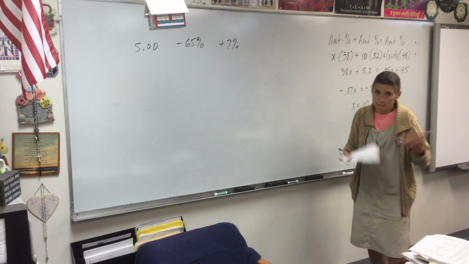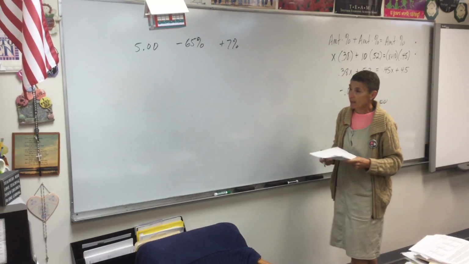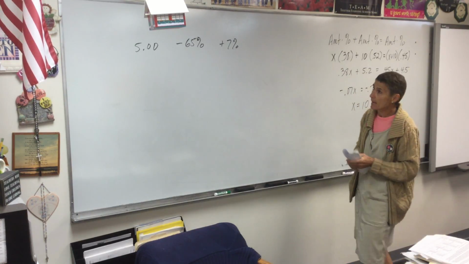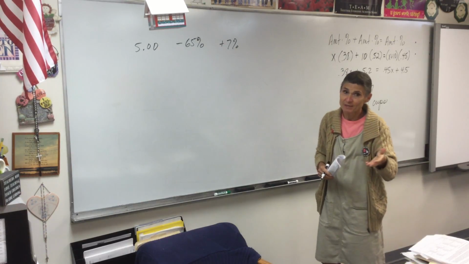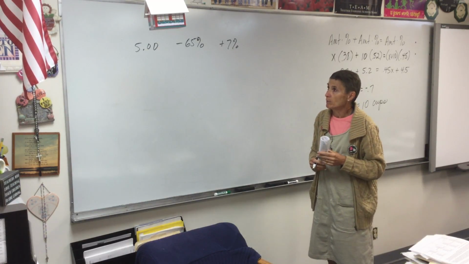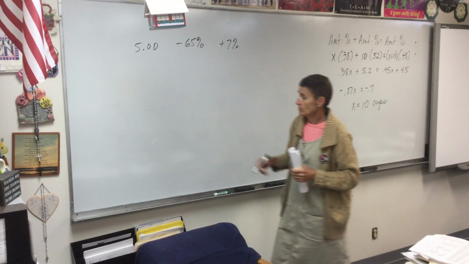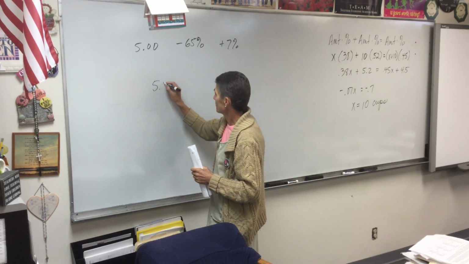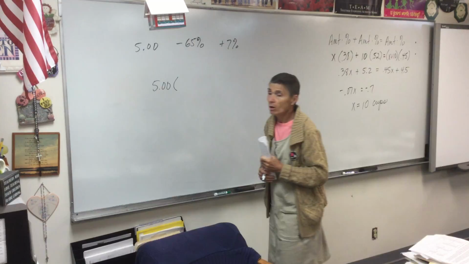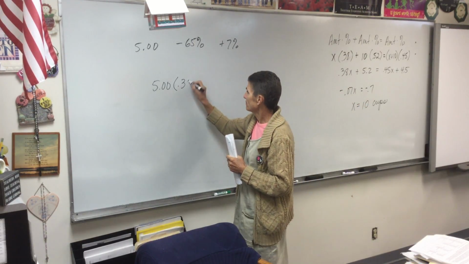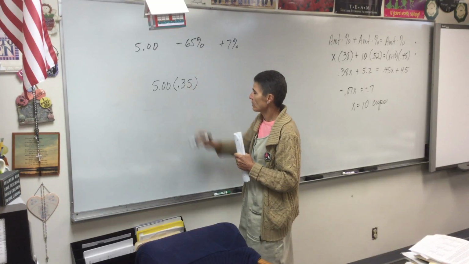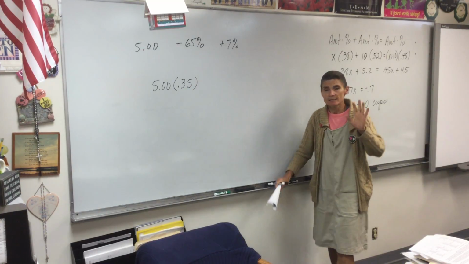It's like going to the store, which you've done a lot of times. Bought stuff on sale, had to pay tax. All right, so you rely on the cash register to do it, but what's really going on? Well, we're taking our $5 and we're multiplying it by 0.35. Now, before you start getting all confused, stop.